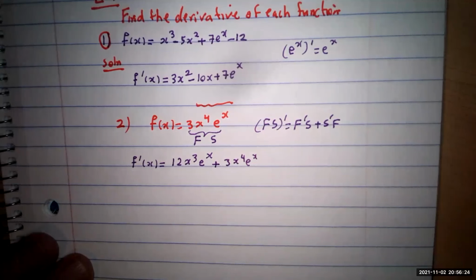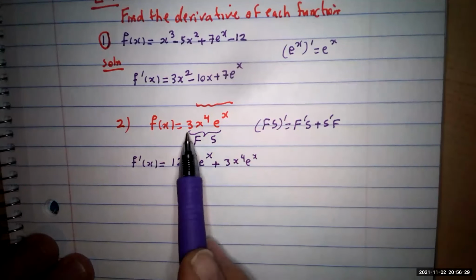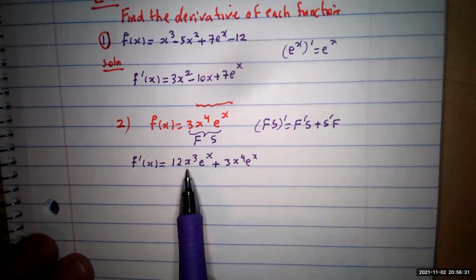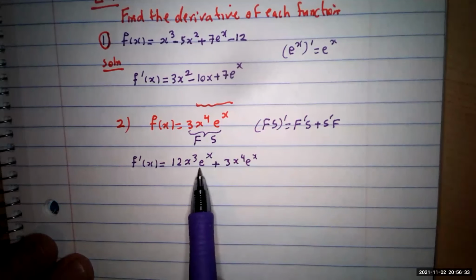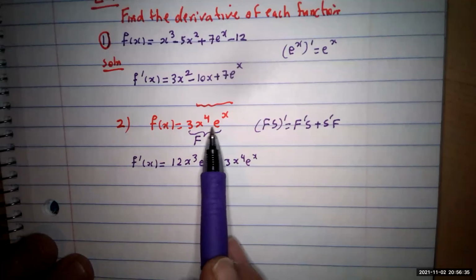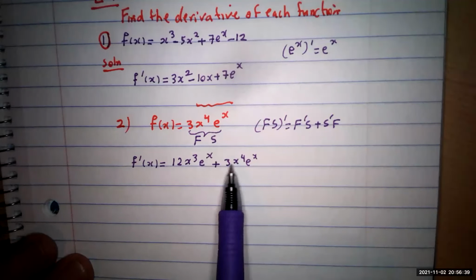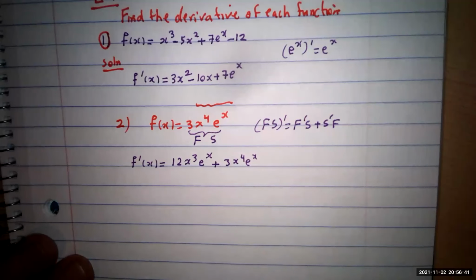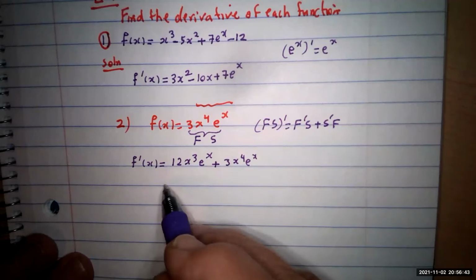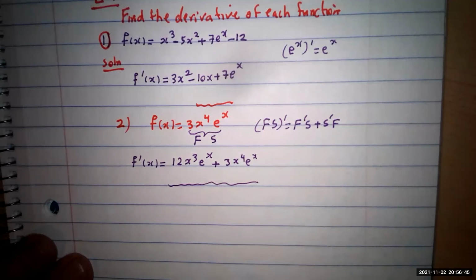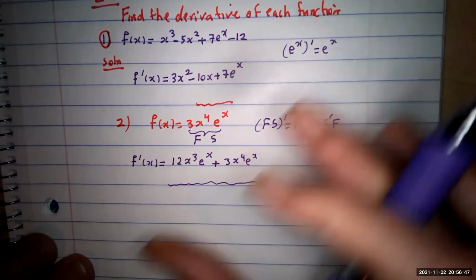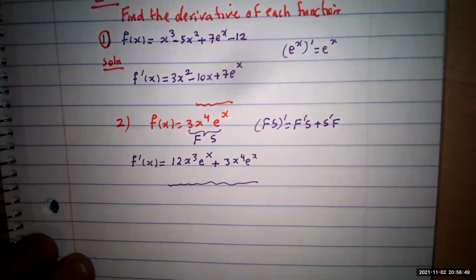Okay, we just applied the product rule. The derivative of the first times the second, 12x cubed times the second, e to the x, plus the derivative of the second times the first one. The second one is just the e function, and its derivative is the e function, and you're done. Okay, any question? Now, there was no chain rule here. Now, the tricky one is this one.